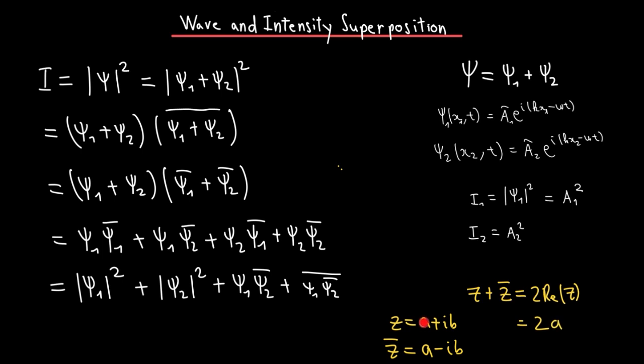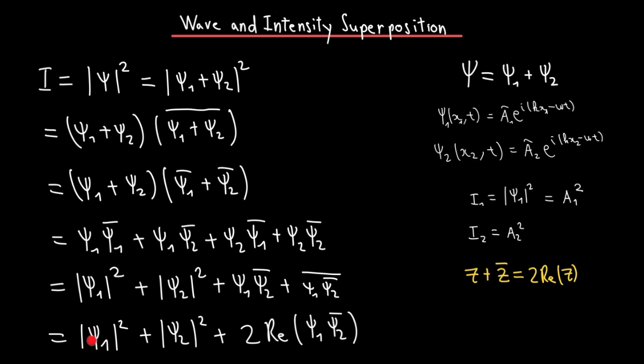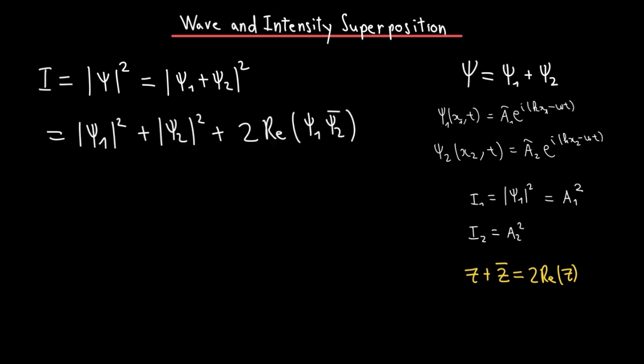But a is the real part of z, and there we have it. And therefore our expression turns into this, where we have replaced this sum by twice the real part of our complex number, so the product of psi1 and psi2 bar. But one thing you have to remember is that the modulus squared of psi1 is just I1, so the intensity of our first wave. And the same thing for the second wave. So we have I1 plus I2 plus this term, twice the real part of psi1 times the conjugate of psi2.